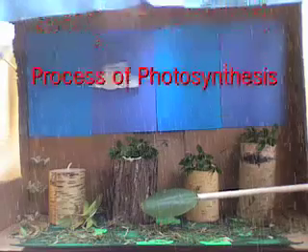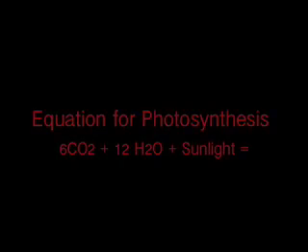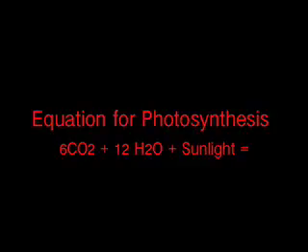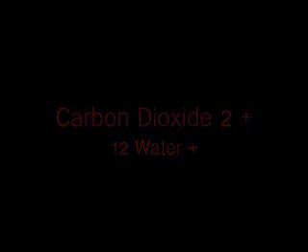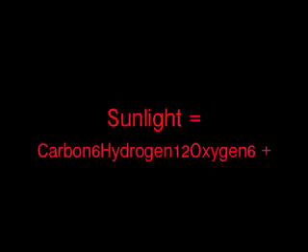The process of photosynthesis. The equation for photosynthesis is 6CO2 plus 12H2O plus sunlight equals C6H12O6 plus 6O2 plus H2O, or 6 carbon dioxide 2 plus 12 water plus sunlight equals carbon 6, hydrogen 12, oxygen 6 plus 6 oxygen 2 plus water.